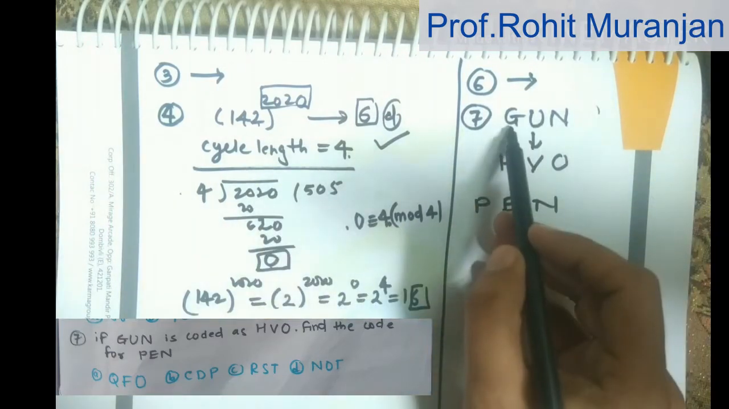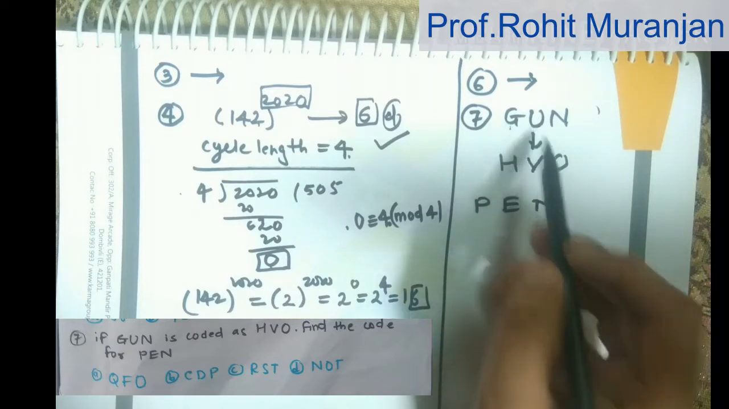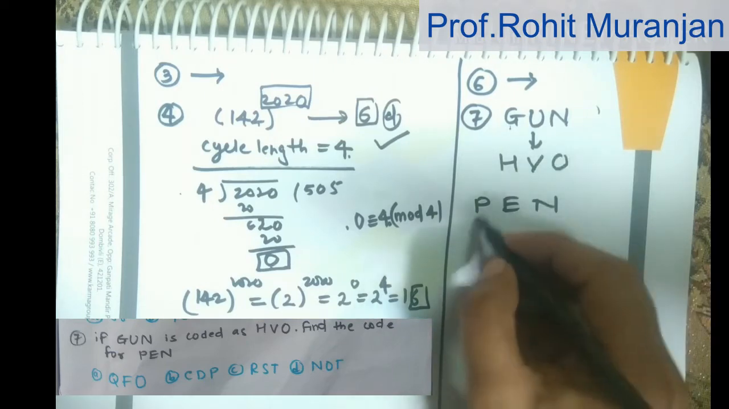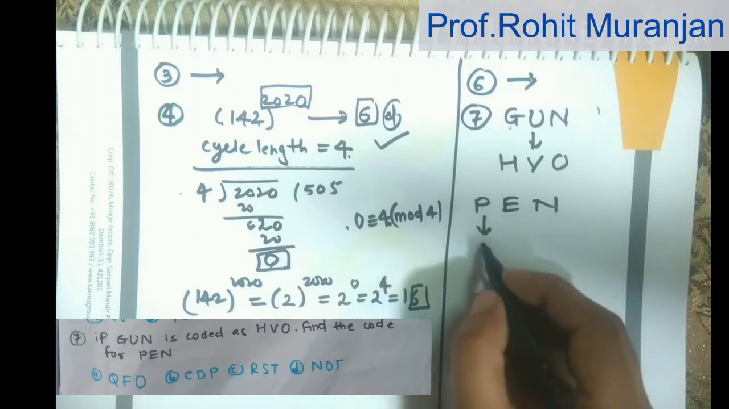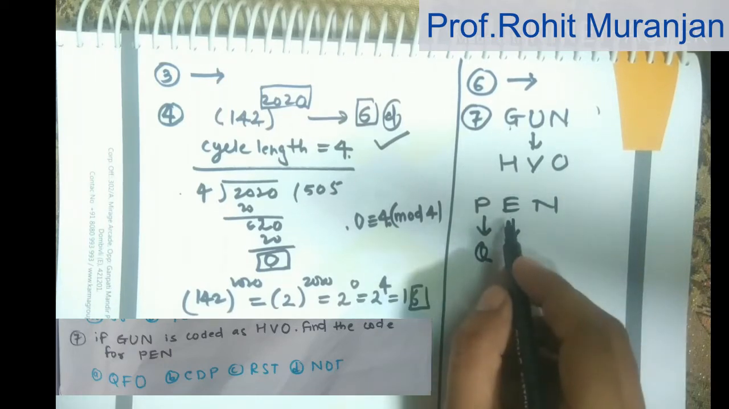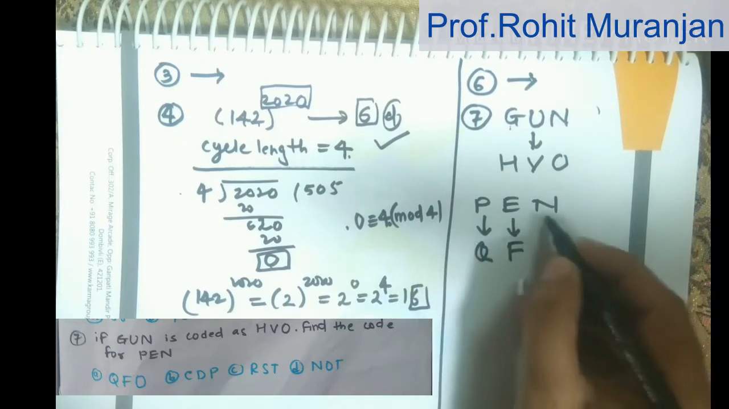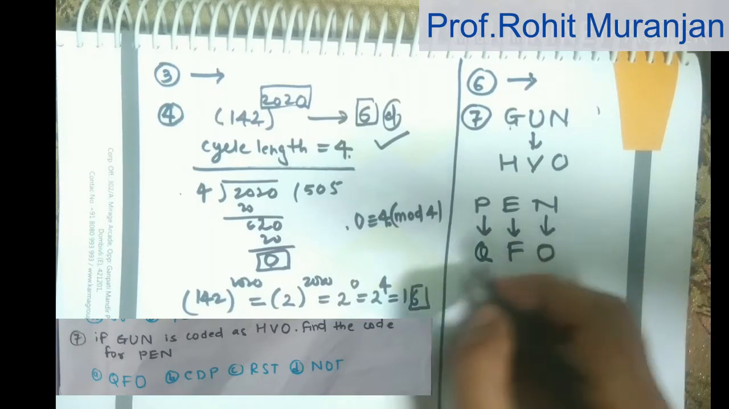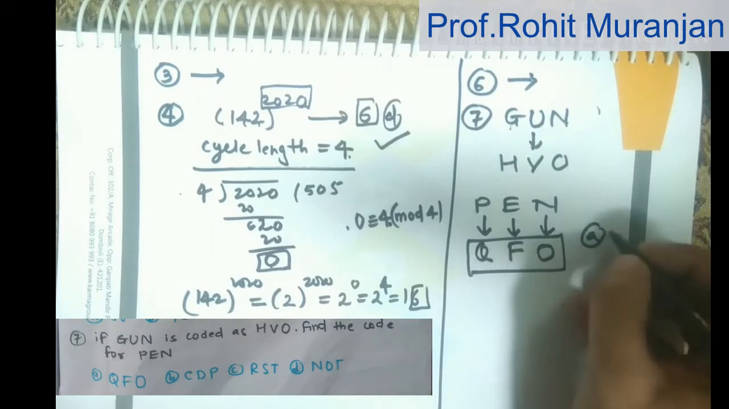Okay, now see, what is the next alphabet of G? Obviously H. What is the next alphabet of U? Obviously V. What is the next alphabet of N? It is going to be O. So you just have to follow this pattern. What is the next alphabet of P? P followed by Q. What is the next alphabet of E? F. What is the next alphabet of N? Obviously O. So what will be my answer for the 7th one? So for 7, the correct answer is 8.